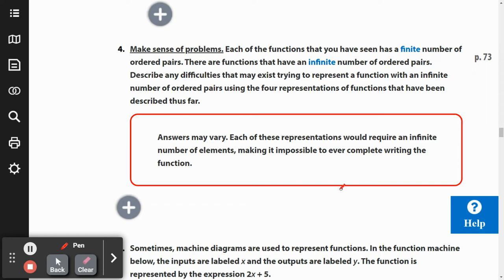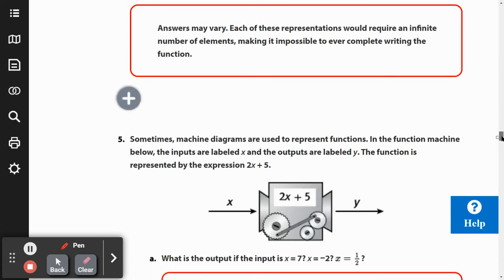And sometimes a machine diagram is used to represent functions. The function machine below, the inputs are labeled X and the outputs are labeled Y. The function is represented by the expression 2x plus 5. So for 5a, it says, what is the output if the input is x equals 7?